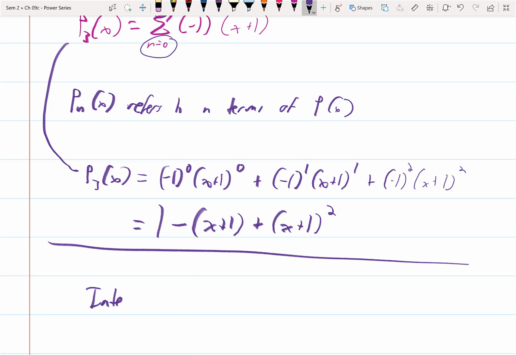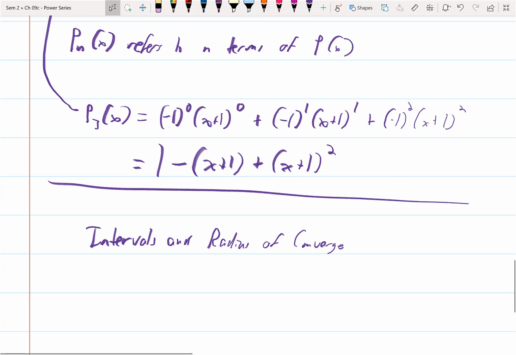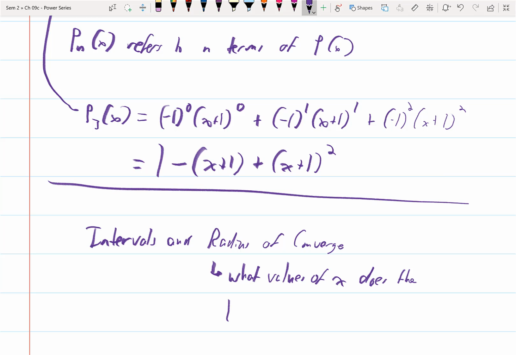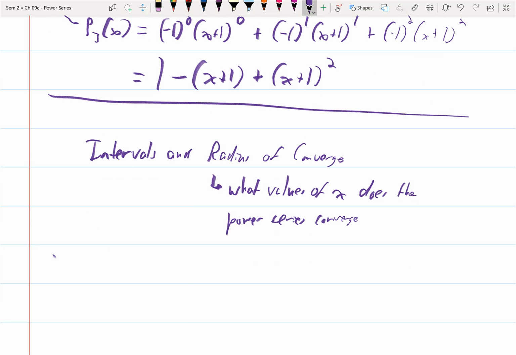Next, we're going to discuss something that we've been kind of alluding to, the intervals and radius of convergence. When we discuss radius of convergence, really what we're saying is: for what values of x does the power series converge? Because convergent power series are very, very valuable, and not all of them will converge at all times, but they could converge at some times.